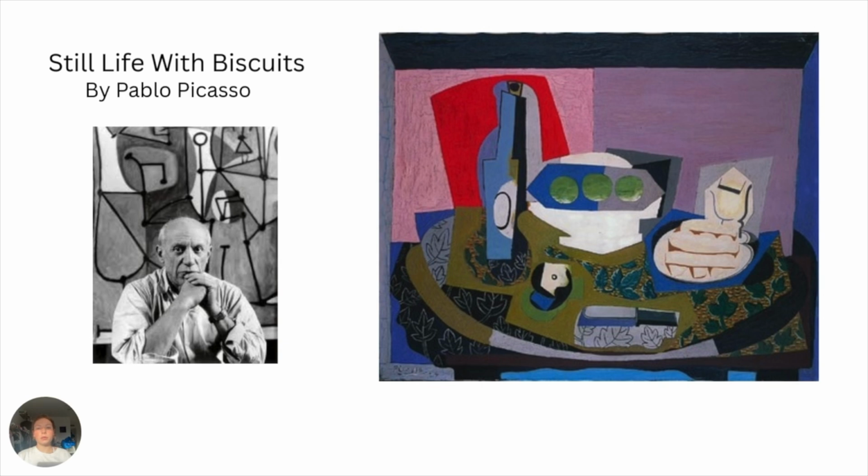My group chose the painting Still Life with Biscuits by Pablo Picasso. The formal element I chose to focus on is Picasso's cubic style, which can be seen in many of his other paintings as well. He specifically uses a cubic structure surrounding or within many items or elements of each painting.